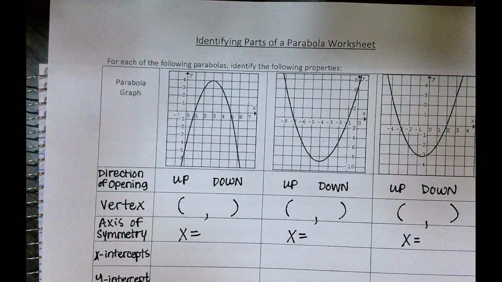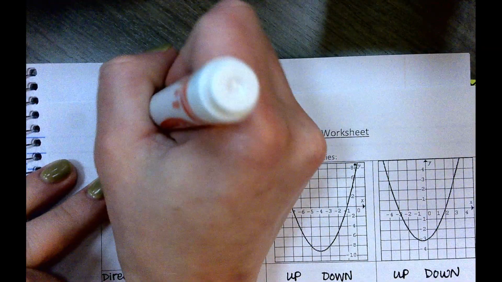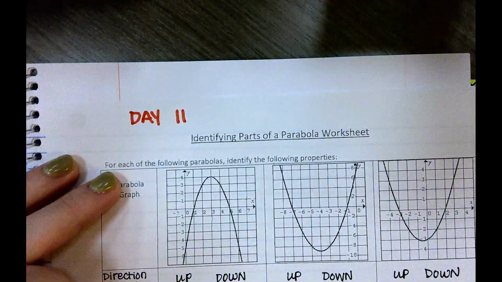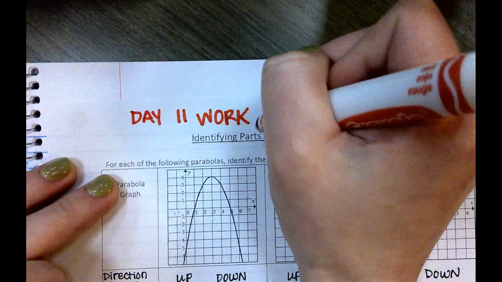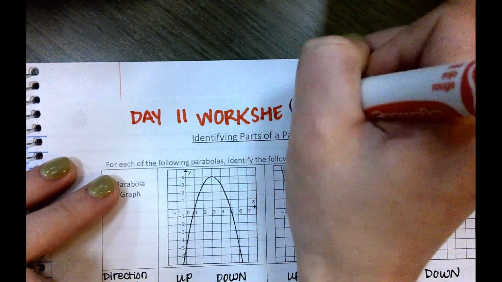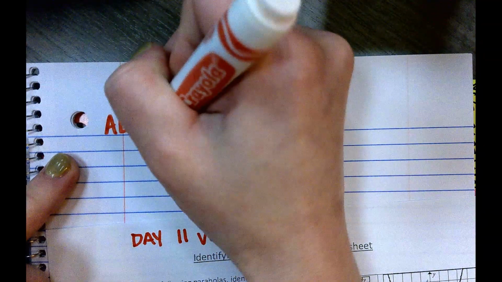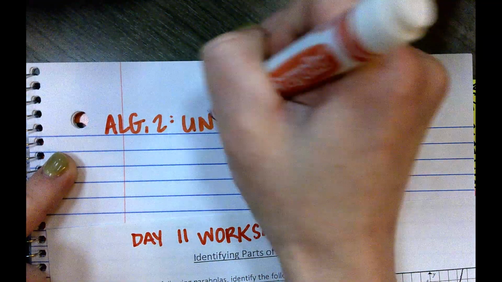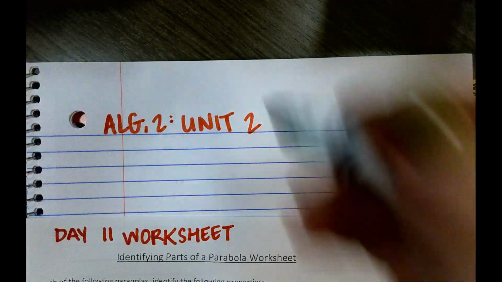So in your notebooks, I just gave you a worksheet, and that worksheet looks like this. Identifying parts of a parabola. I'm going to write at the top of my worksheet that this is the day 11 worksheet. So if I ask you to get it out again, you'll know which one I'm talking about. And I'm going to write my notes here. We are still in Algebra 2, Unit 2. These are our day 11 notes.